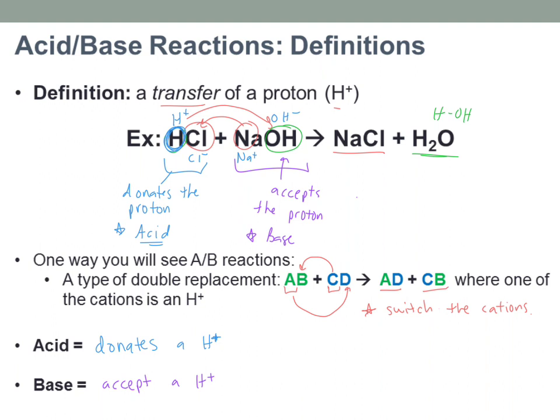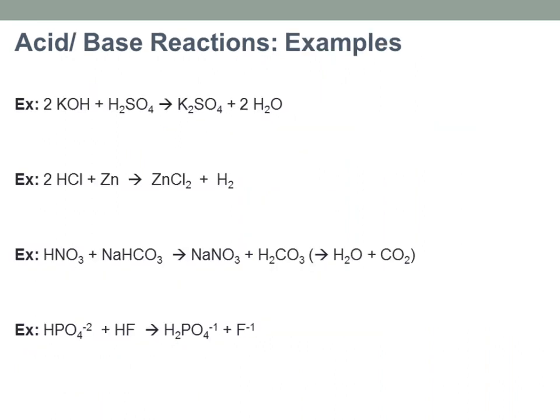But really, any time you see a transfer of a proton from one thing to another thing, that's an acid-base reaction. Let's look at a couple of examples. So I'm going to write this out here. I've got KOH and H2SO4 make K2SO4 and 2 H2O, right? So potassium hydroxide and hydrogen sulfate make potassium sulfate and water.